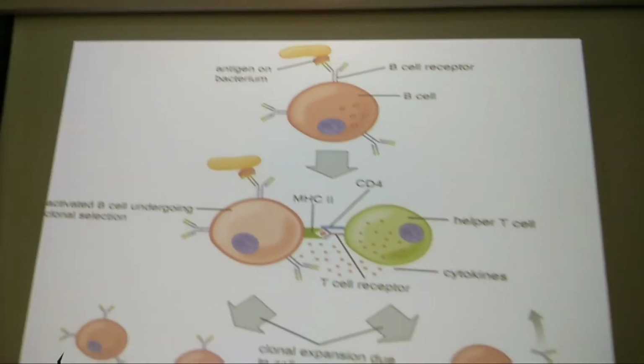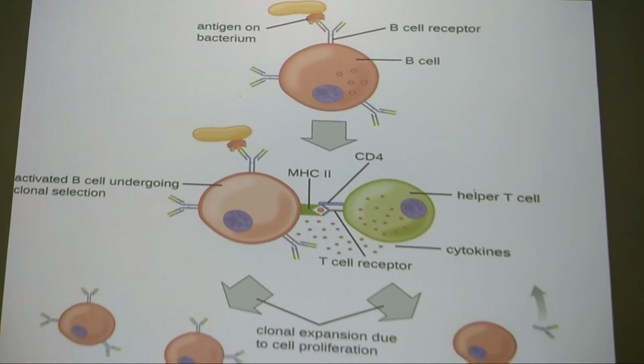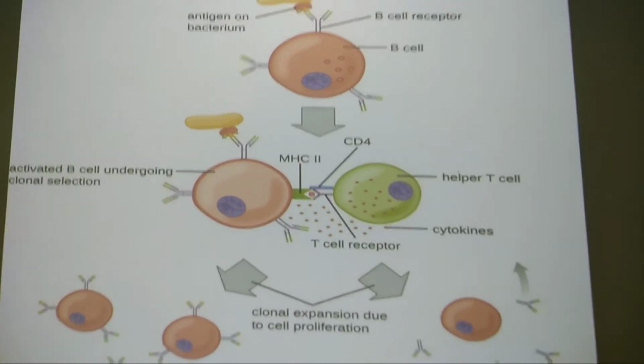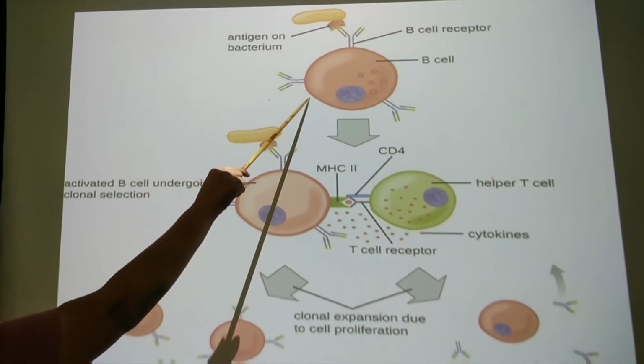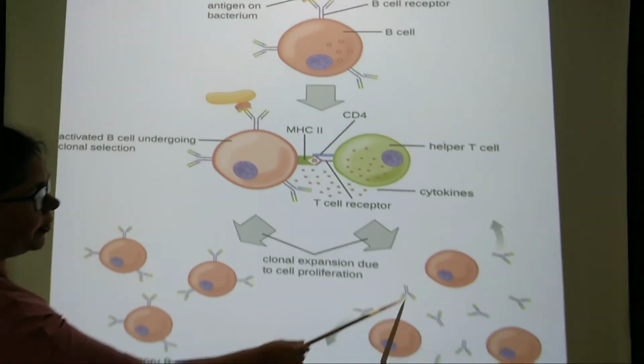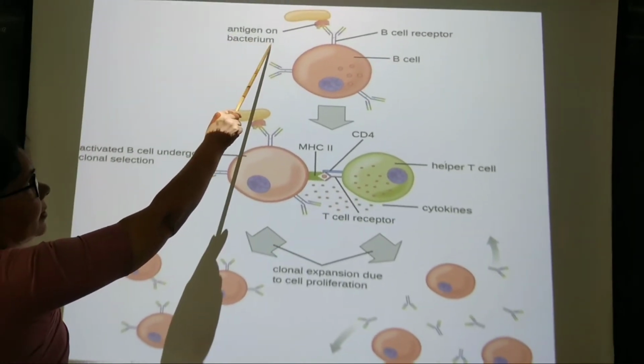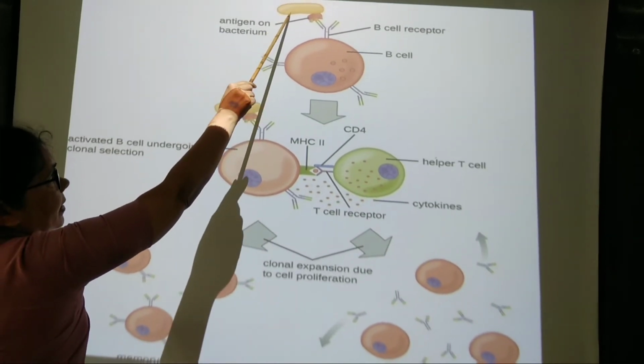A little more detail on how the T-dependent antigens initiate the humoral response, finally leading to the production of antibody. Here you can see the antigen. Here, for example, it is a bacteria.